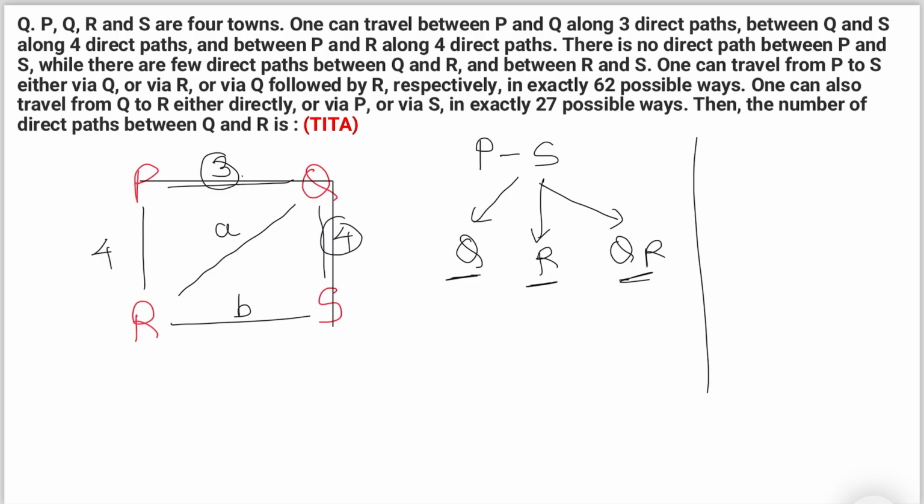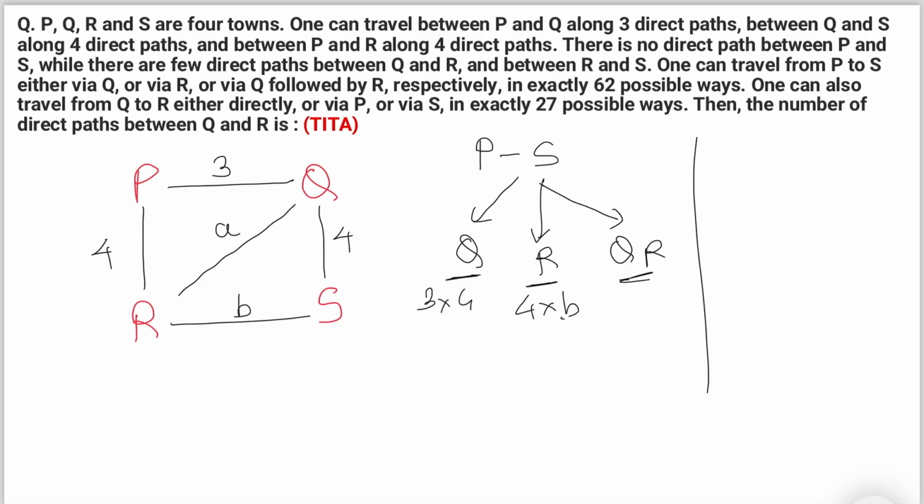Okay, simply our counting principle applied. If one thing can be done in m ways and the other can be done in n ways, total number of ways of doing them both will be m into n. So number of ways of traveling from P to S via Q is simply 3 into 4. Similarly, if you travel from P to S via the town R, the number of ways will be P to R 4 ways and R to S B ways. Total number of ways is 4 into B.